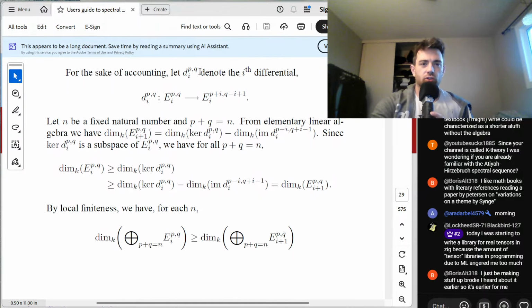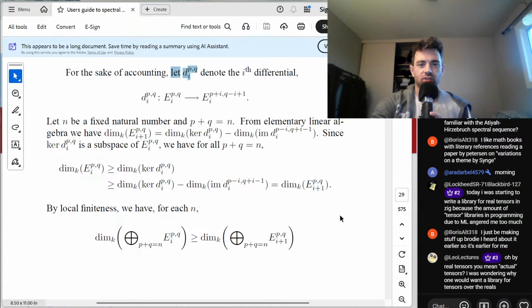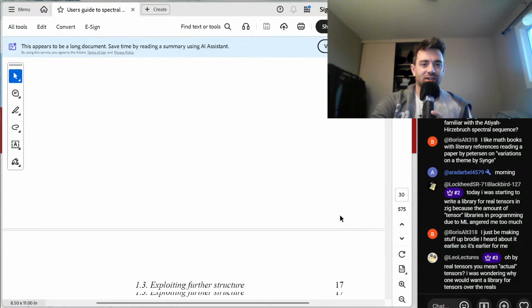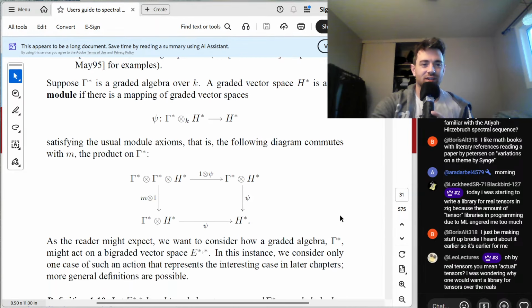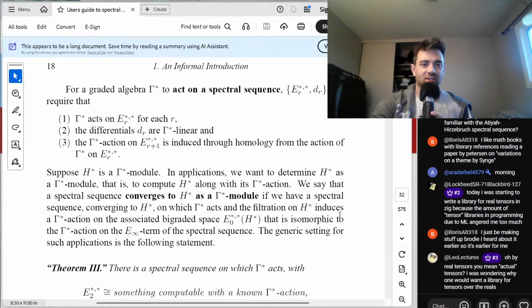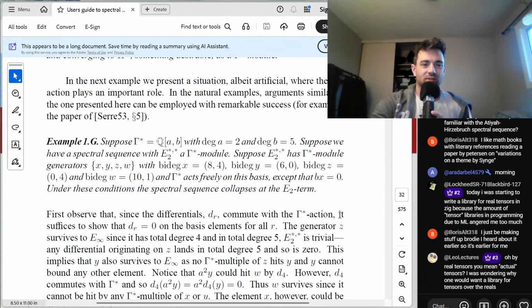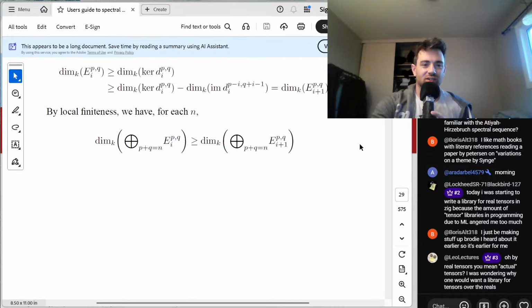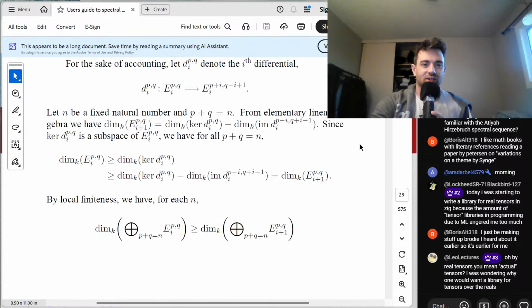Okay. Oh, see, someone was complaining about the accounting of indices. Now, you know things are about to get crazy because we're putting in the accounting of indices. Oh God. Do I want to read this proof? Look, there's examples. There's concrete examples coming up. So let's have a little look here.